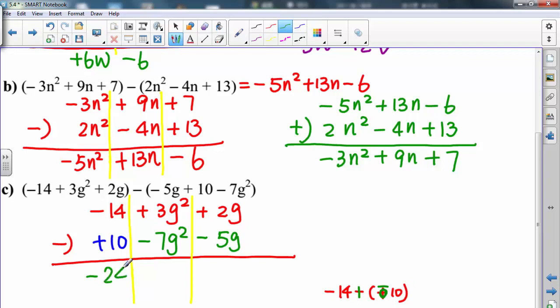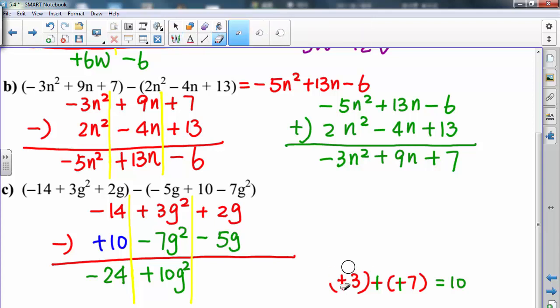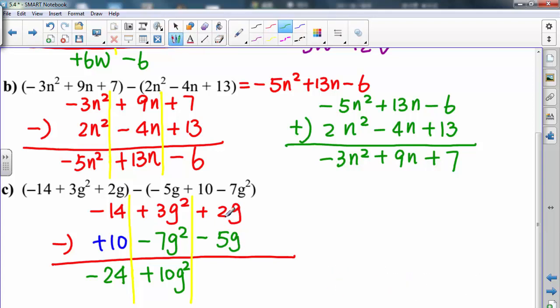Negative 24. Positive 3 minus negative 7. I change the minus to adding and take the opposite of the second number. So this will become 10, so plus 10g squared.